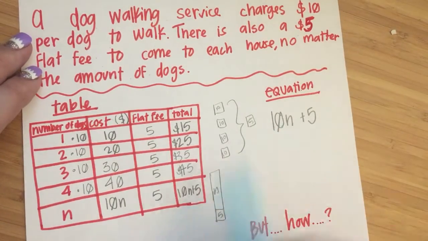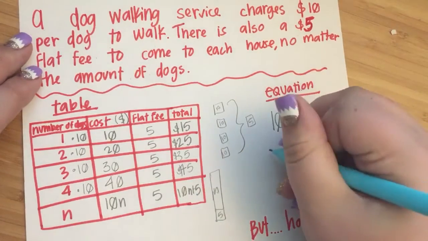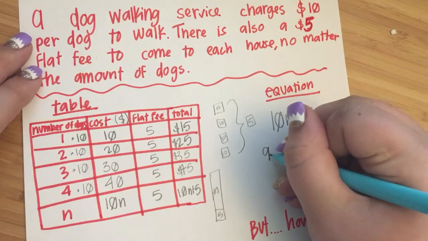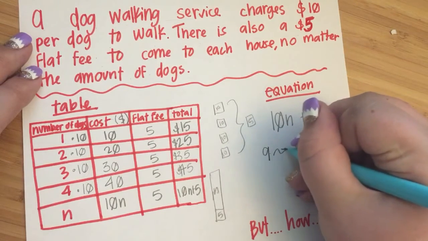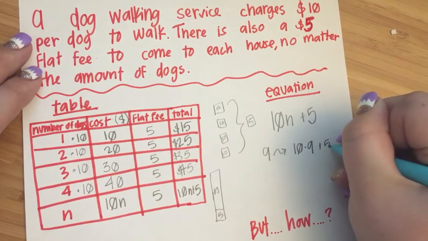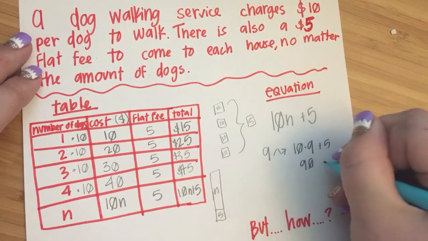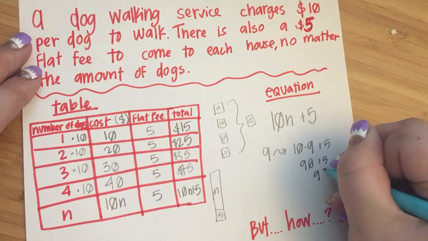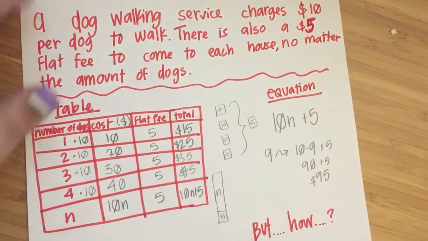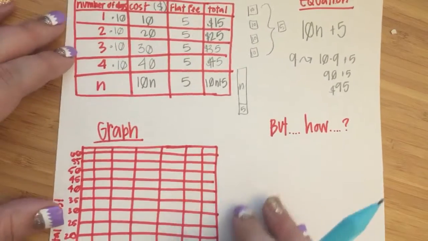Now, let's pick a number, and we'll just say 9. So if we had 9 dogs, that could also be a dream too. So 10 times 9, because it's $10 per dog. 10 times 9 plus 5. So I would add that together, and I get $95. So $95 to have someone come watch my dogs and walk them.